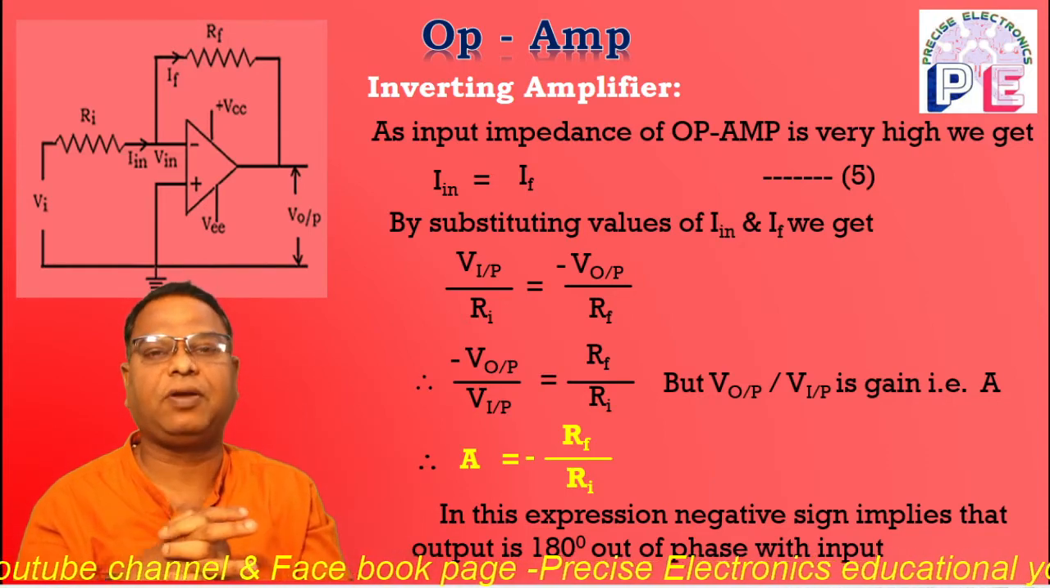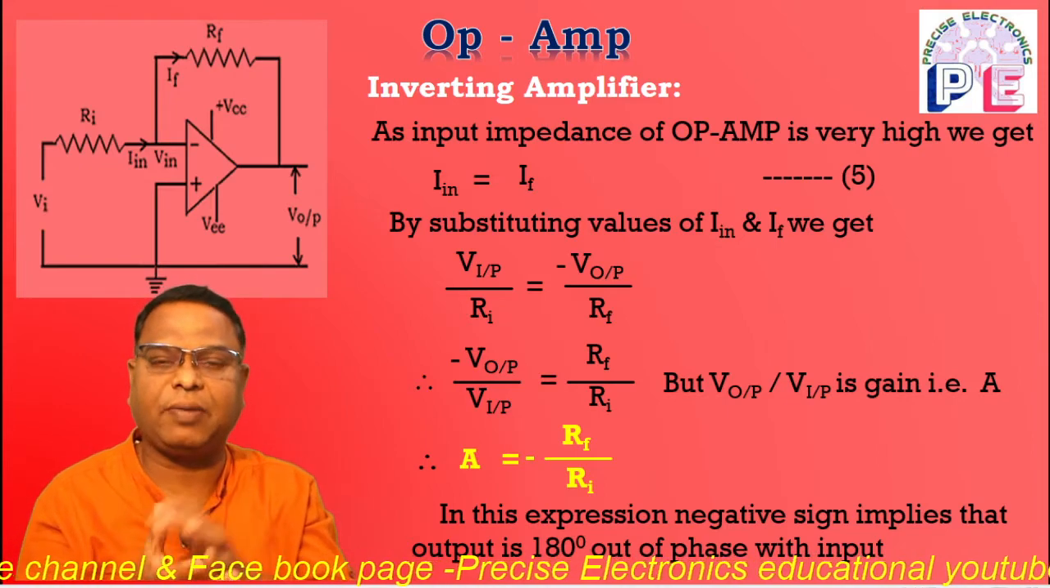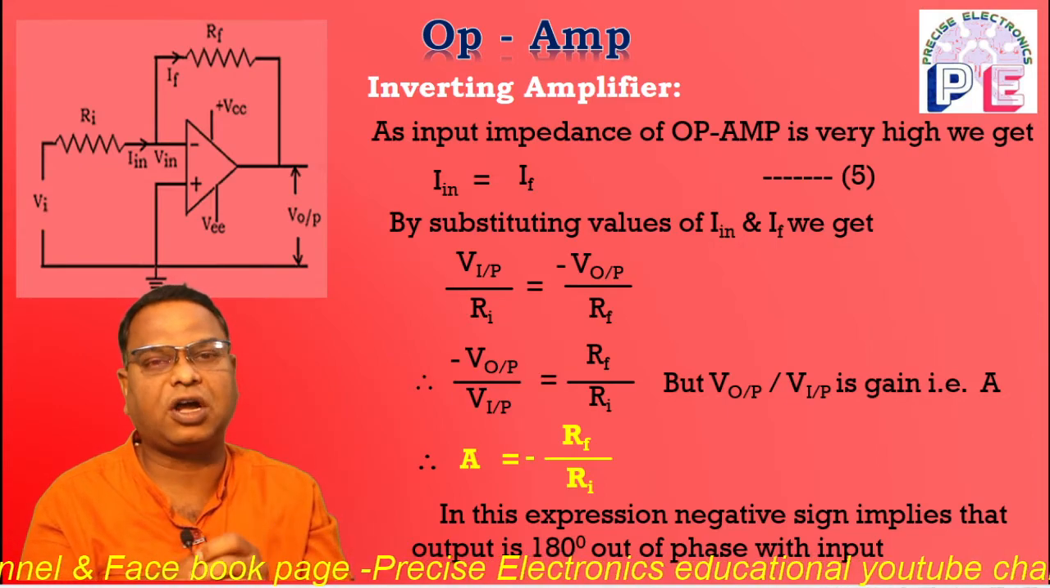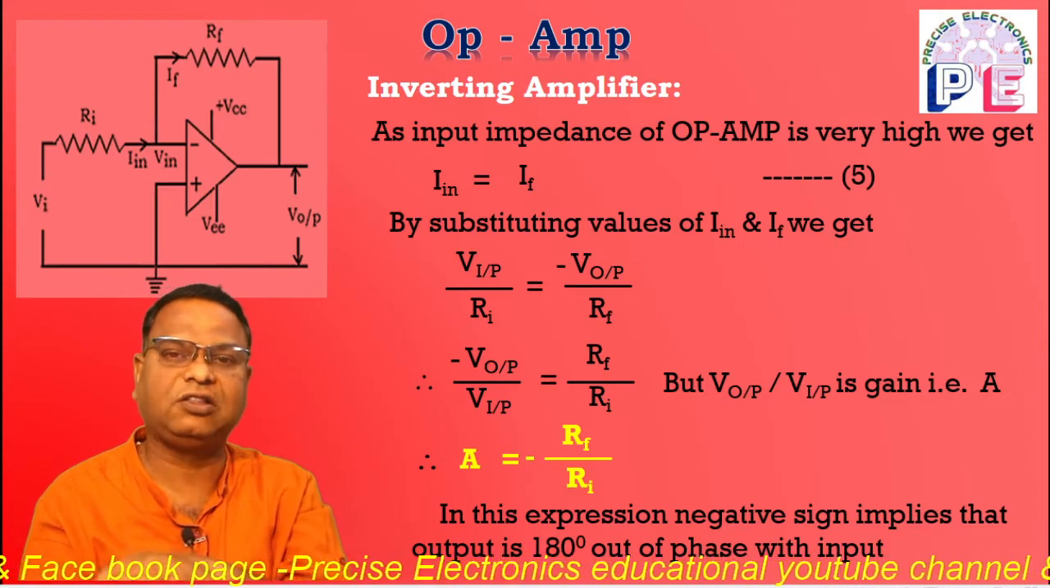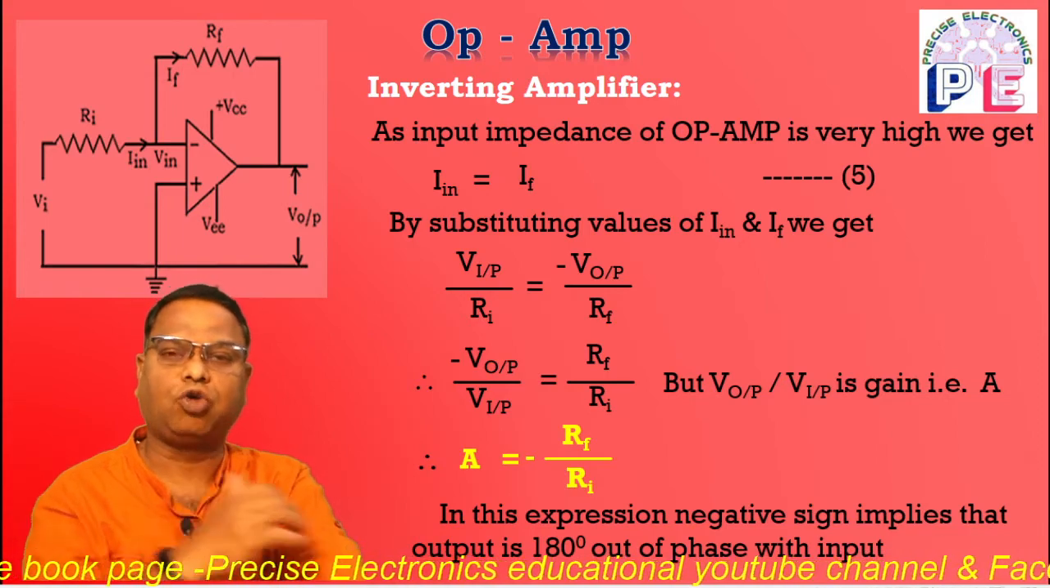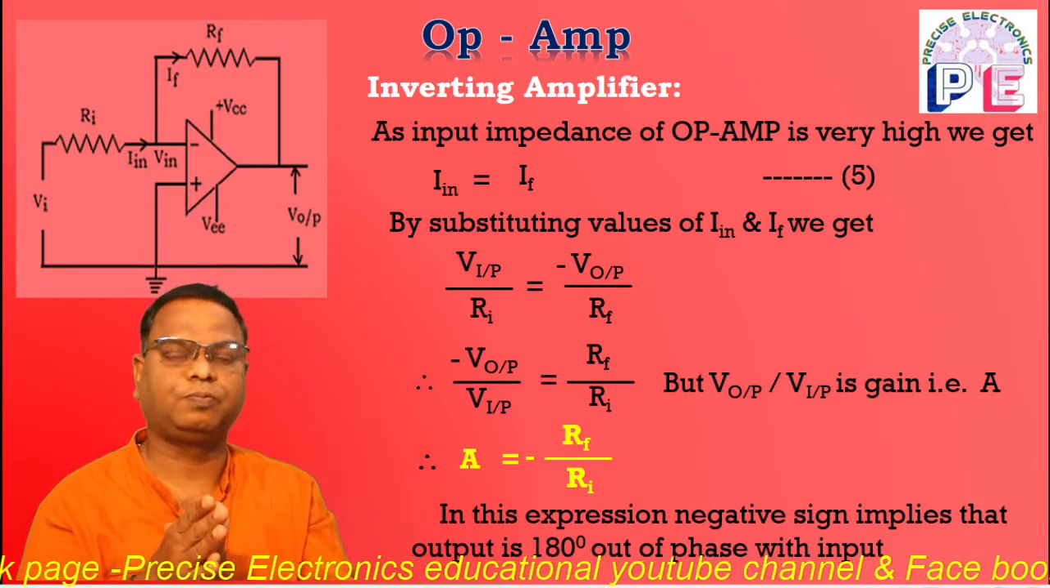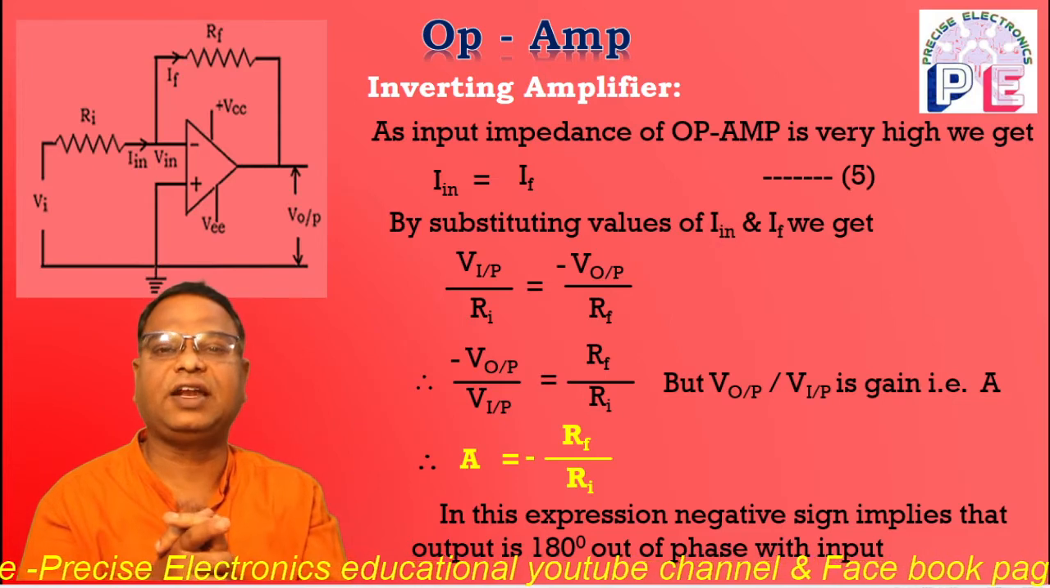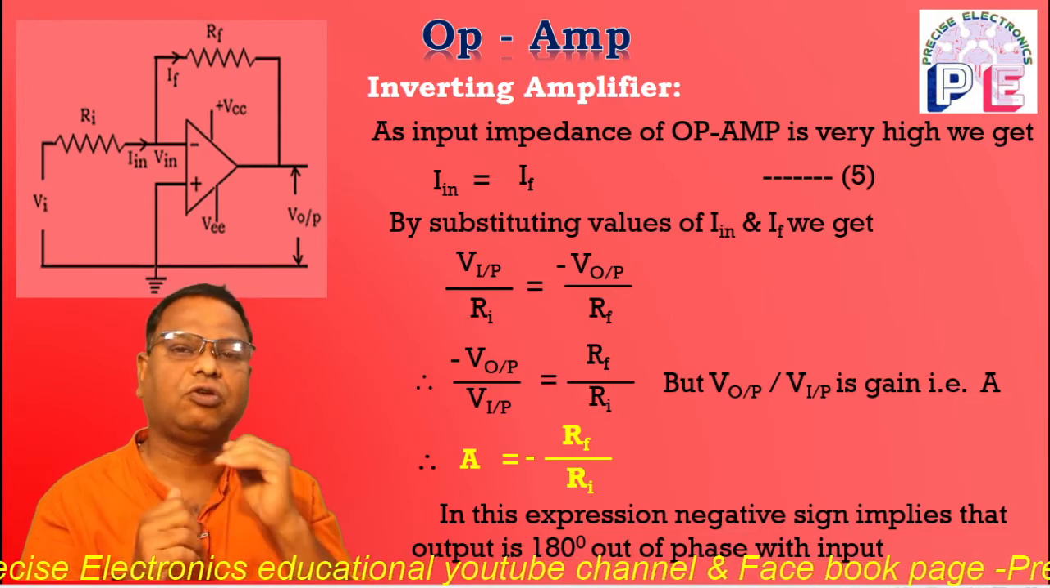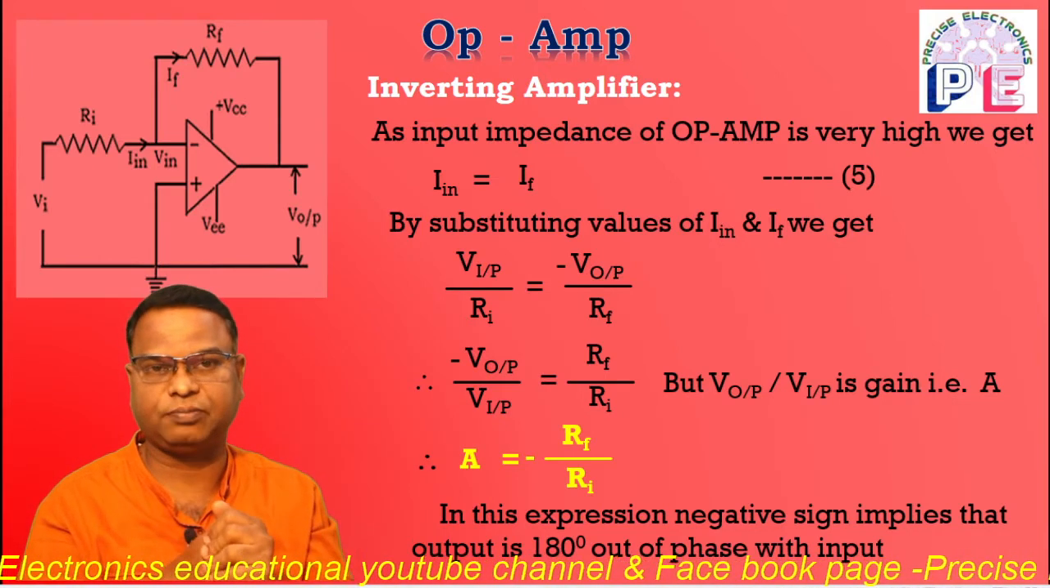So the gain of the amplifier is calculated by using the formula RF upon Ri, and there is a negative sign. This negative sign implies that the output is out of phase with the input. So friend, that is the inverting amplifier, in which we invert the input signal.